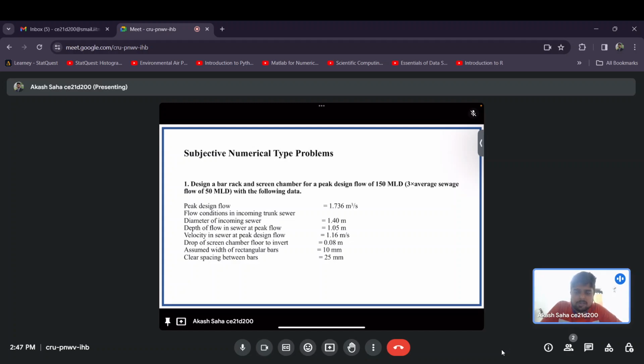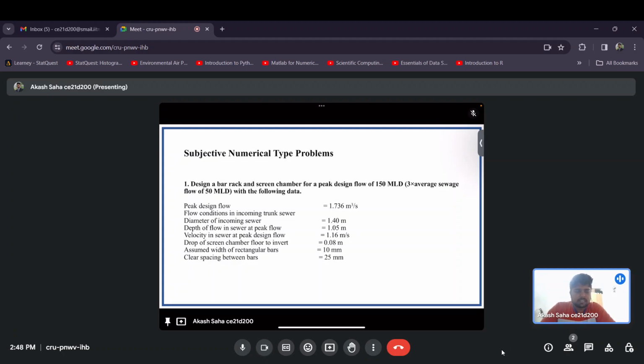So the following data are given: the peak design flow is 1.736 meter cube per second, and this is the condition of the incoming trunk sewer, because before the screen chamber there will be a sewer line coming in. So the incoming sewer has a diameter of 1.4 meter. The depth of flow in the sewer at peak flow is 1.05 meter. The velocity is 1.16 meter per second. The drop in the screen chamber floor to invert is 0.08 meter. Assumed width of the rectangular bars in my screen is 10 mm and the clear spacing between them is 25 mm. Okay, so this is a design problem.